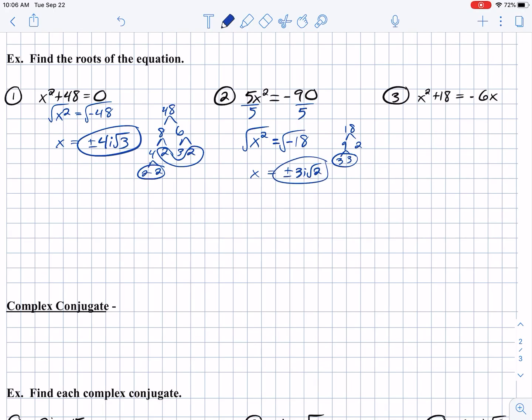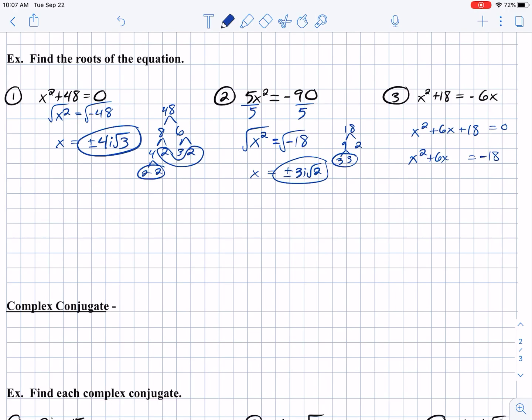For number 3, I believe you needed to solve by completing the square, right? You can check to see if you can factor. I don't think there were any factors of 18 that add up to 6, right? 9 and 2, 6 and 3, those weren't going to work, so you're going to move that 18 back over. Sorry, negative 18.